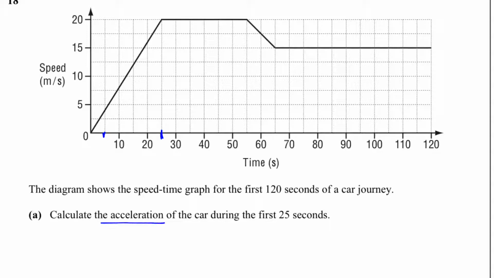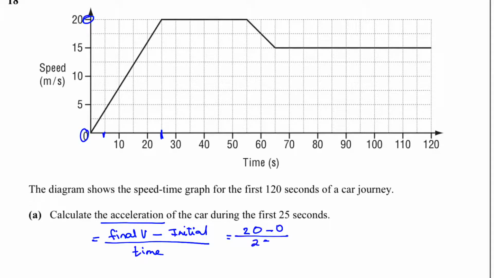To find the acceleration, we do the final velocity or speed minus the initial velocity divided by the time taken. It seems like a complicated question, but it's not. The formula looks complicated, it's not. What is your final speed? 20. So do 20 minus your initial, which is 0, over the time taken, which is 25. That will give you 0.8.